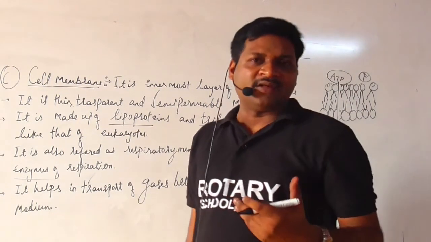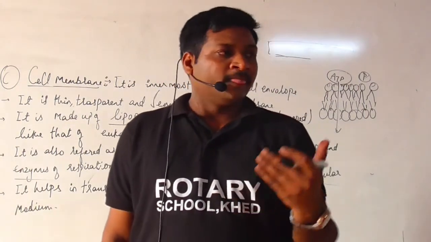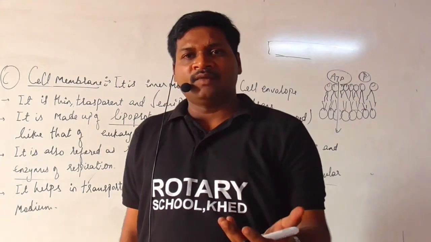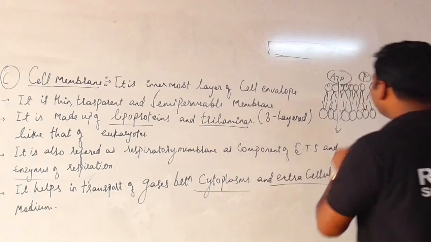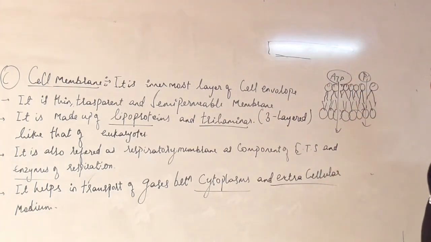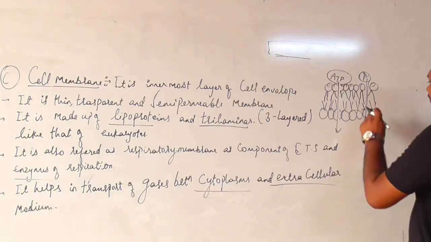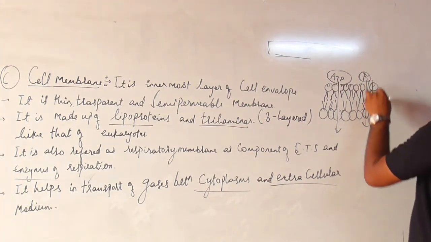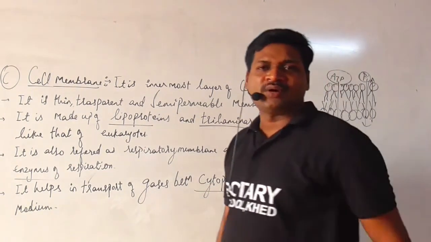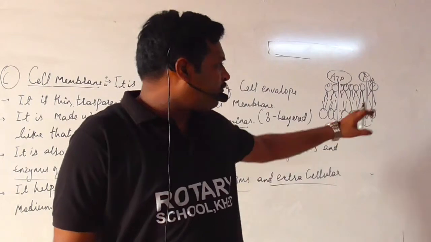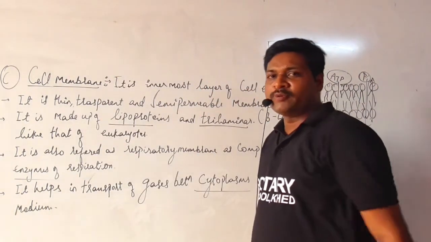These proteins can be divided into three types, or they can be referred to as transporters: uniport, symport and antiport. Uniport means a single type of molecule is transported in a single direction. If two molecules are transported in the same direction, that is called symport. And if two molecules are traveling in opposite directions, that is called antiport. So that is also a function of the cell membrane. But these types of functions are most probably seen in eukaryotic organisms. I hope you are getting this.